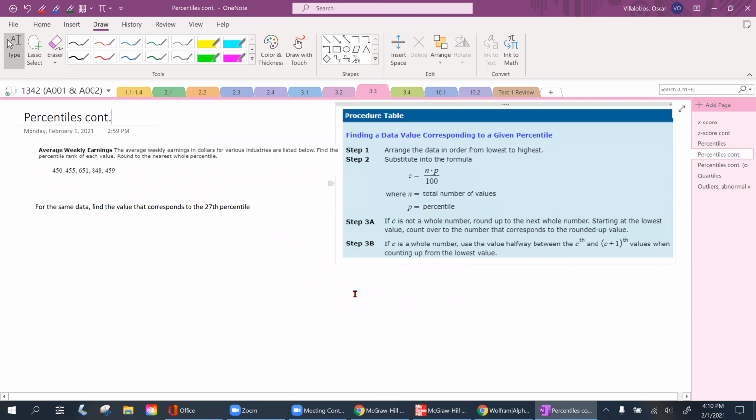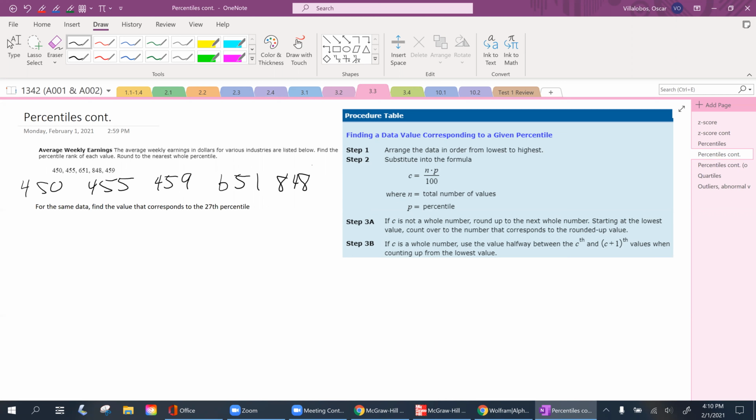Okay, we're going to continue with the same exact problem, with your values arranged in ascending order. But now I'm asking you, for the same data, to find the value from the given 5 that corresponds to the 27th percentile.